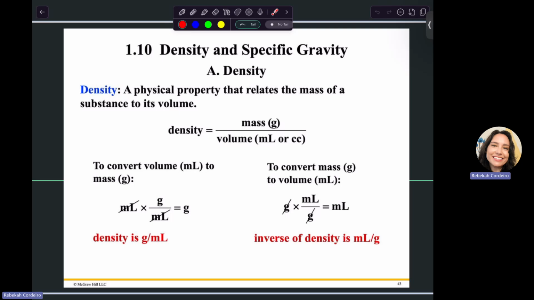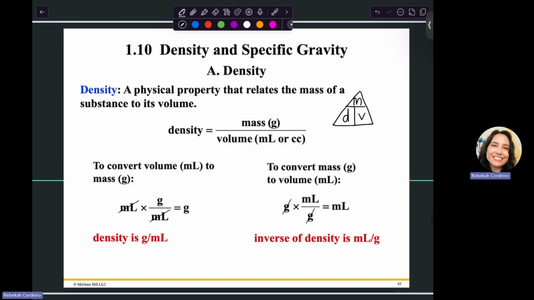So density is mass over volume. DMV is what a lot of people like to remember for density. Usually there's like a little triangle involved with memorizing density, and you cover up part of the triangle to get the formula. I don't really want you to rely on using the density formula to solve for density. I want you to think about density as a conversion factor.